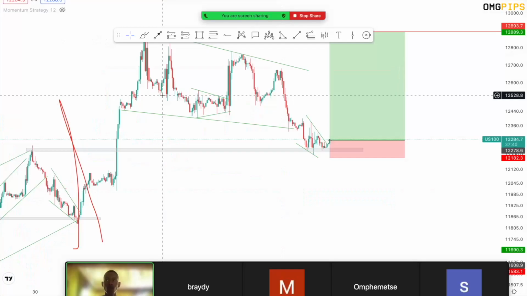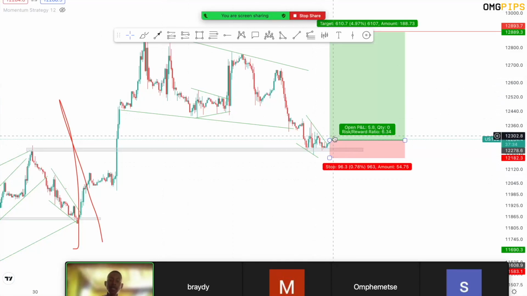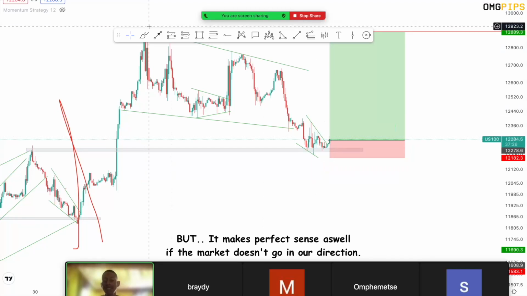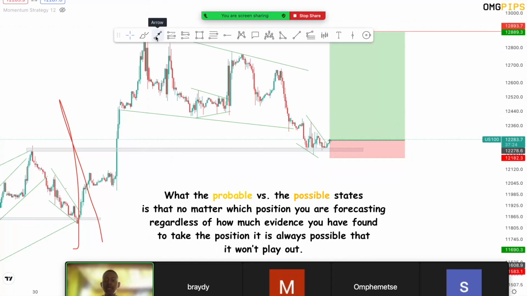It shouldn't be that way. Back down to how we see things: if we're seeing a buy like this, there's a higher chance that the odds are with us, as we're seeing better risk compared to reward buying compared to selling. But it makes perfect sense as well, if the market doesn't go in our direction, to see that there's a possible scenario for the vice versa.